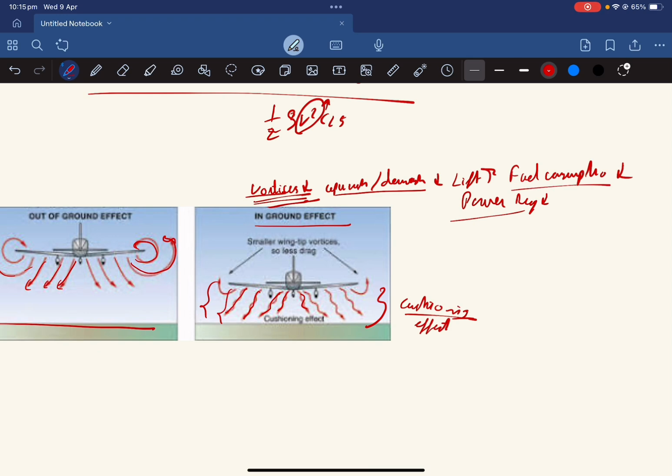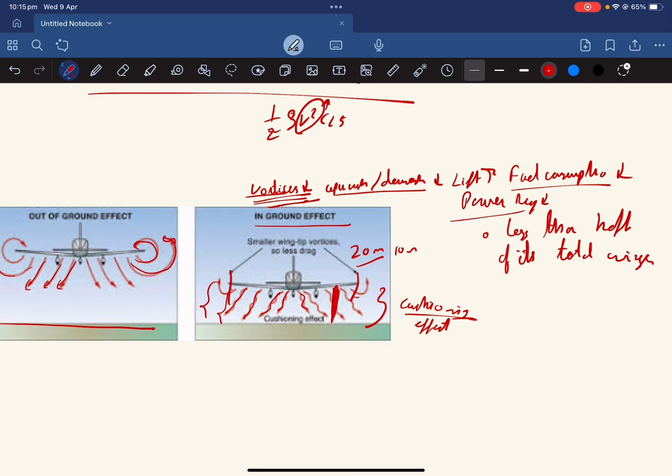There's one more thing I want you to remember: ground effect is most noticeable when the aircraft is flying above the ground at a height less than half of its total wingspan. So this is my total wingspan. Let's say it's 20 meters. Half of it is going to be 10 meters. So if this is 10 meters or less, the ground effect is going to be at its maximum, right?